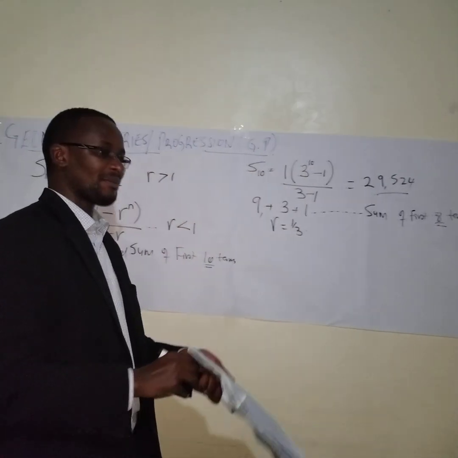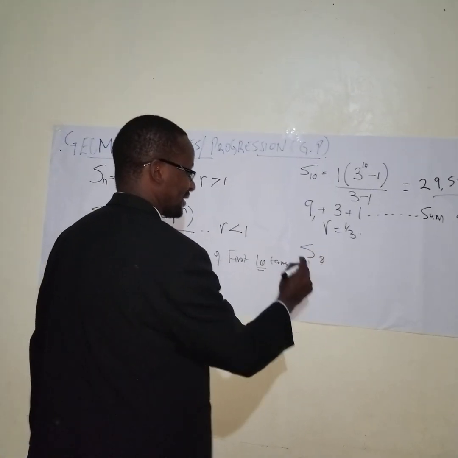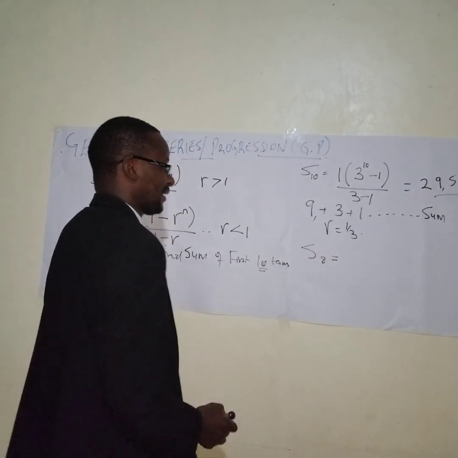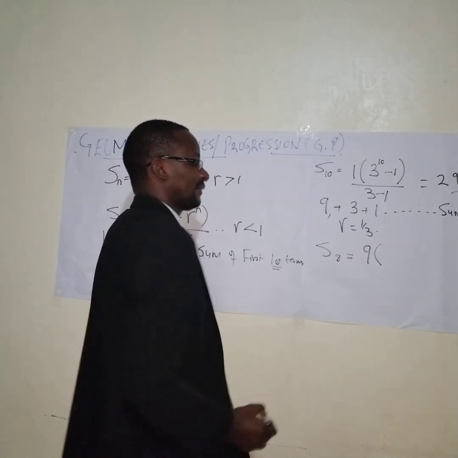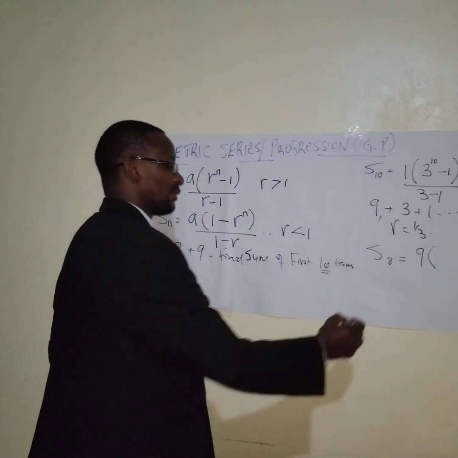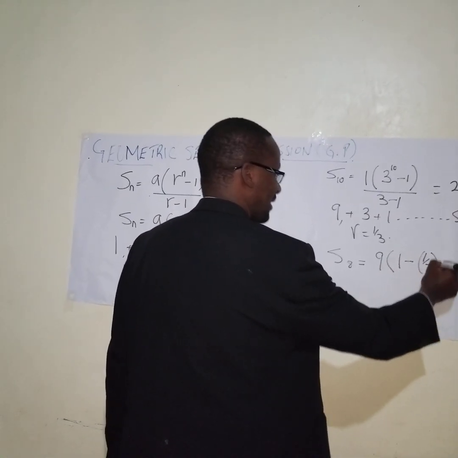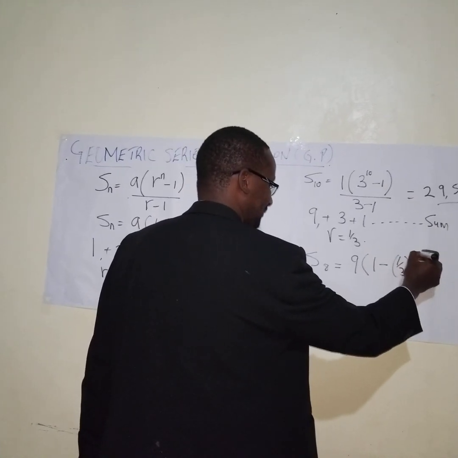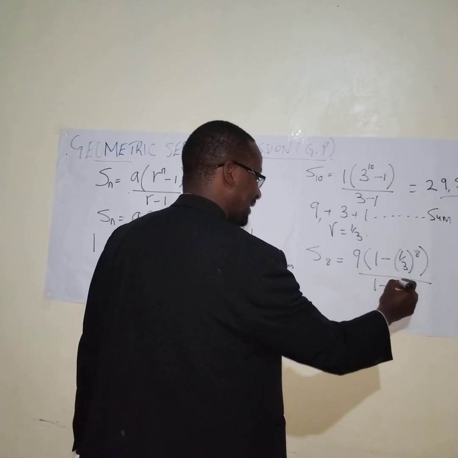That 8 now becomes your n. So we want to get S8, the sum of the first 8 terms. So our A is 9 in the formula. Then we do 1 minus a third. Please put brackets, power 8. Then 1 minus a third.